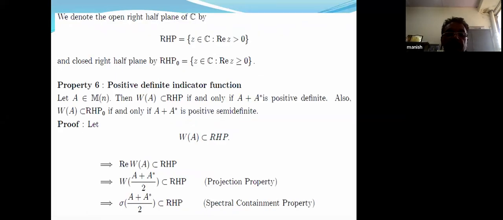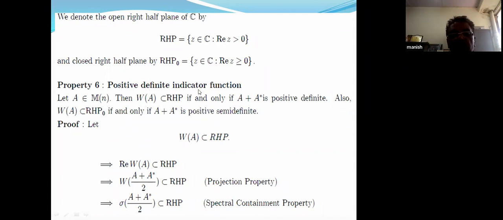Now the next property is the positive definite indicator function. We denote the open right half plane of the complex plane by RHP. This equals the set of all Z belonging to C such that the real part of Z is greater than 0. Here we have excluded the imaginary axis. And the closed right half plane we denote by RHP naught, and in this the imaginary axis is included.